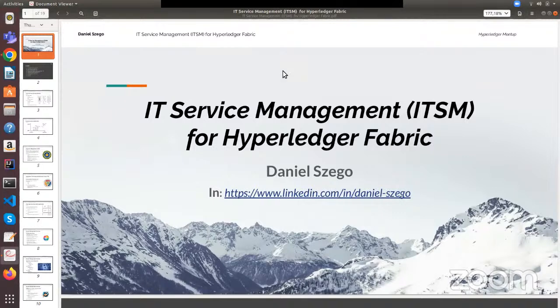But again, today the topic is: supposing we get Hyperledger Fabric somewhere and we want to integrate it somehow with professional IT service management, which topics should be considered. And again, I'm not going to give ready-to-go solutions, rather just raise questions. So that's going to be the agenda for today.